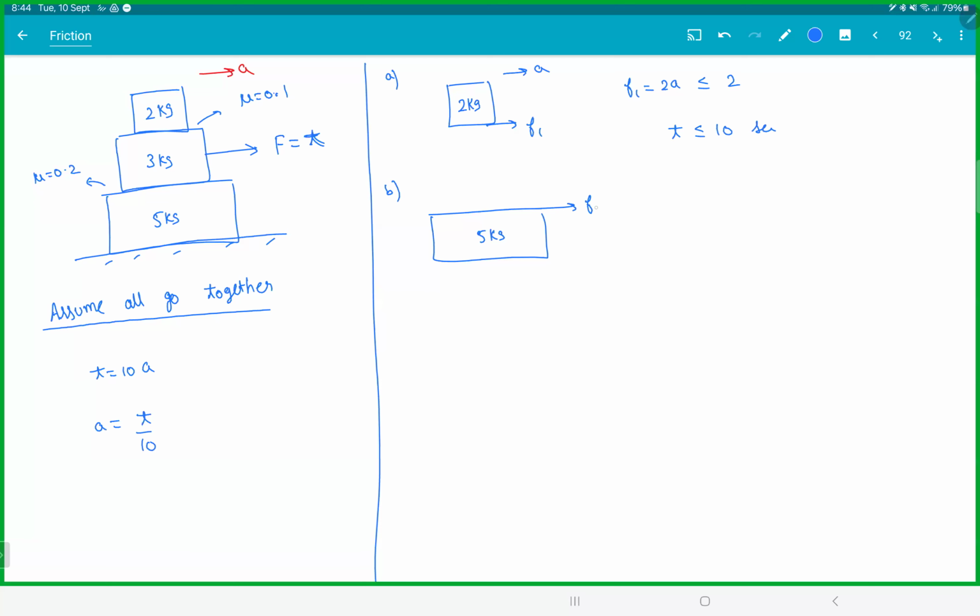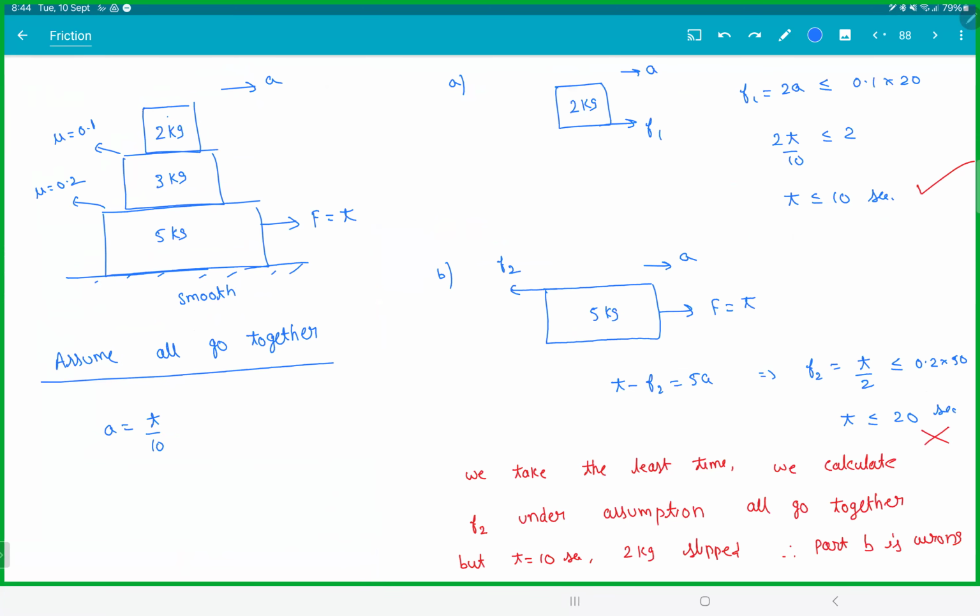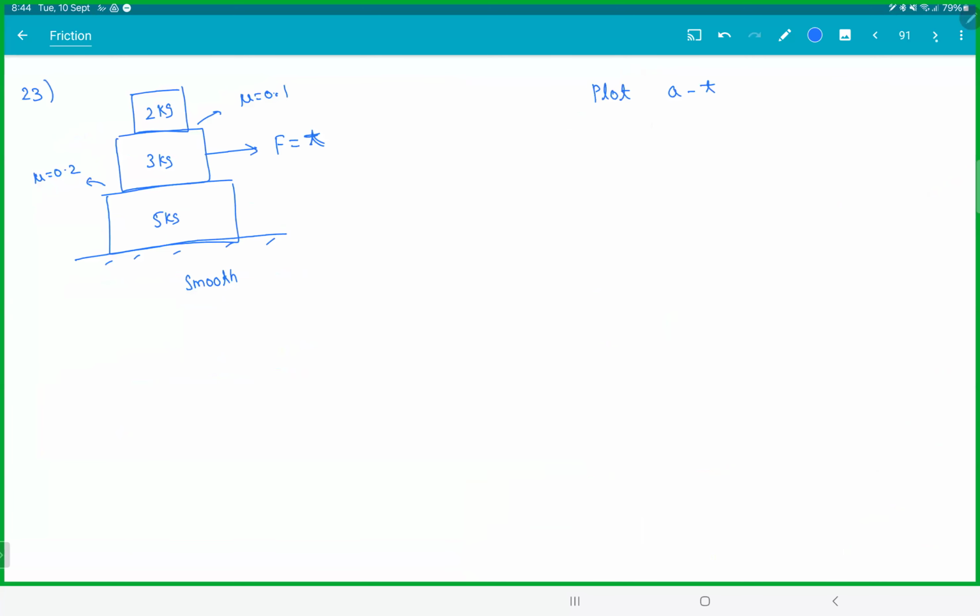For the 5 kg, there's only one friction, F2, and this is the acceleration. F2 is 5a, less than or equal to 0.2 into 50. So 5t by 10 is less than or equal to 10. Interesting, we got the same numbers, which I was not expecting. Why did that happen? It is just luck, because it's a 5 kg block.